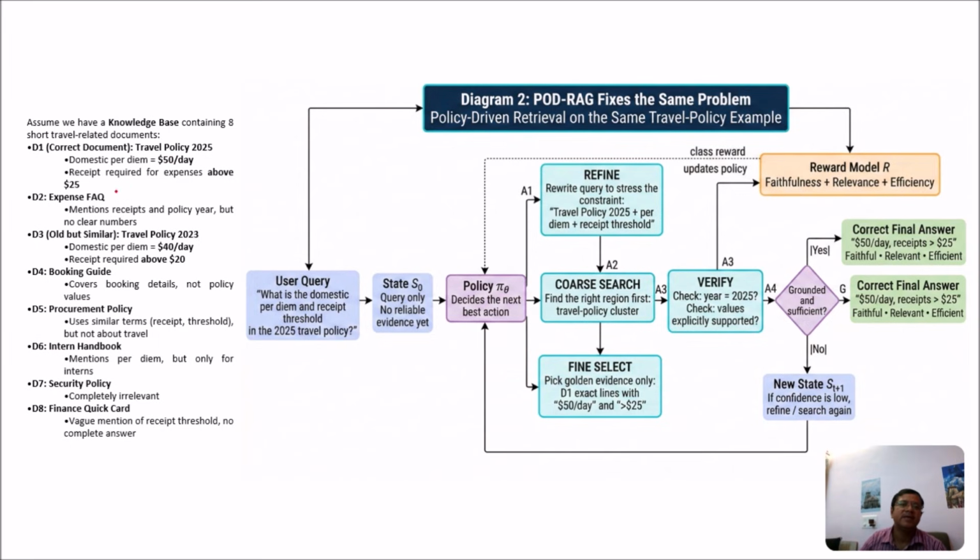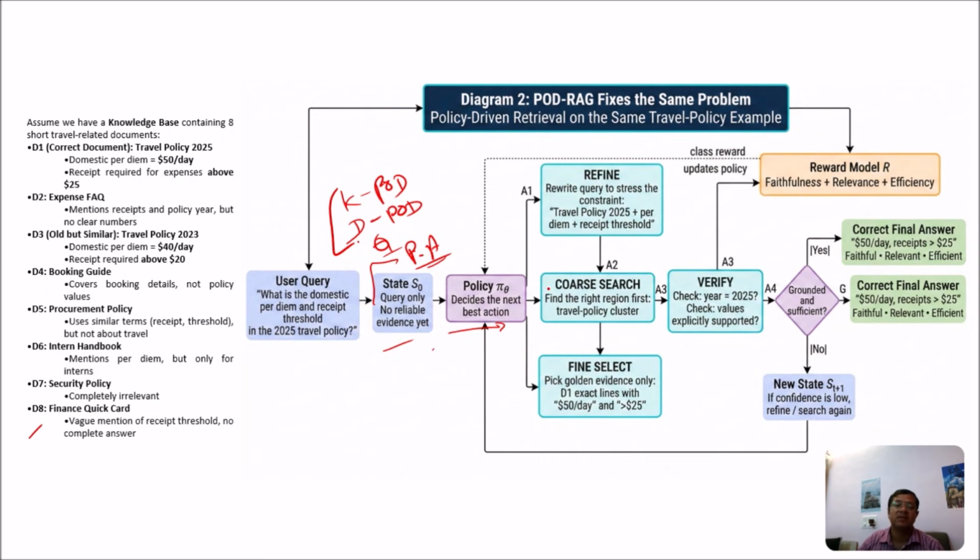Again we have the same set of 8 documents and the same query: what is the domestic per diem and receipt threshold in the 2025 travel policy? We have a state, and the state will contain the knowledge pod, the data pod, the query, and the partial answers. So 3 things will be there in the state. Now the policy will be applied.